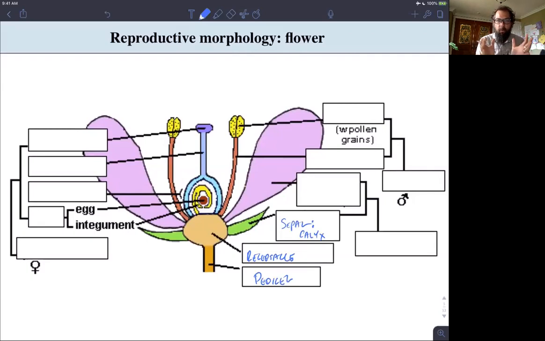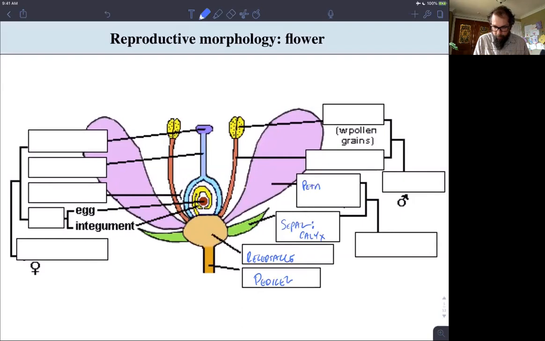Okay, the next whorl in, the second whorl of parts, are the petals. And the petals are, of course, most often showy, and the function is to attract pollinators. Together, these also have a collective term, and the collective term for all of the petals together is called the corolla. So the corolla's most common function, as I said, is to attract pollinators.